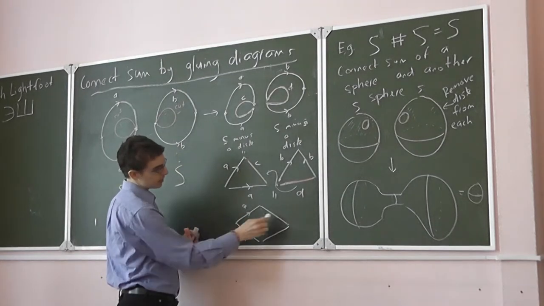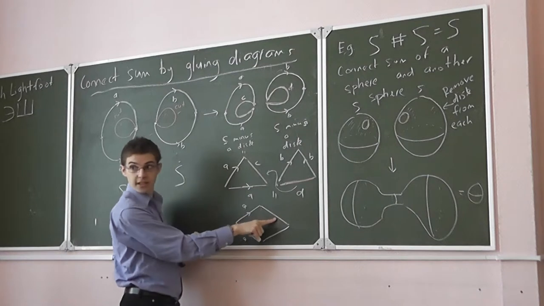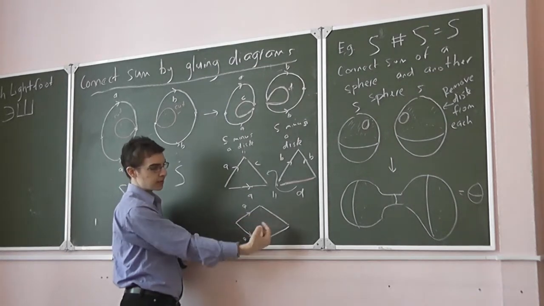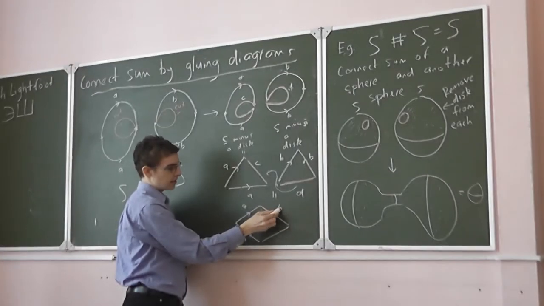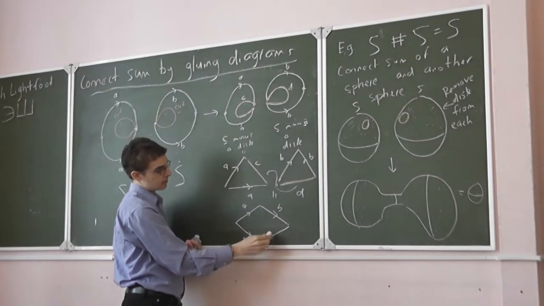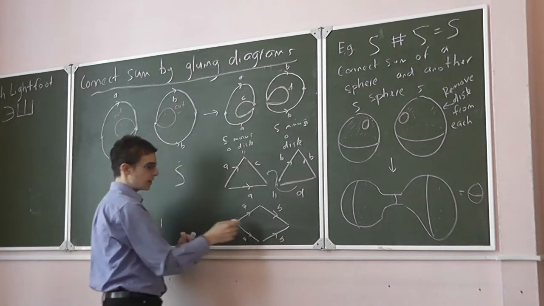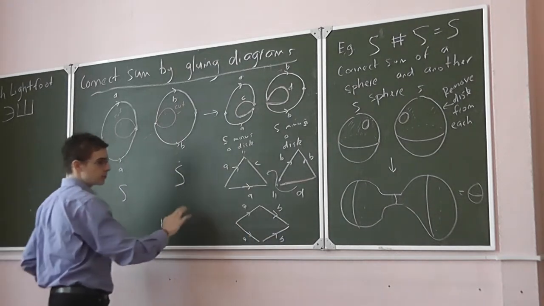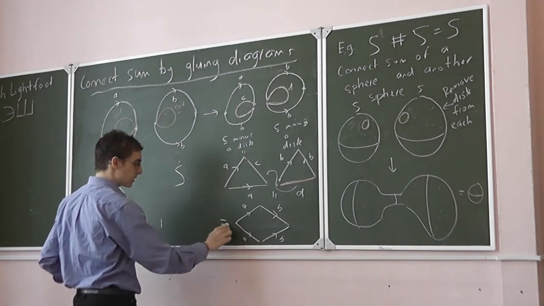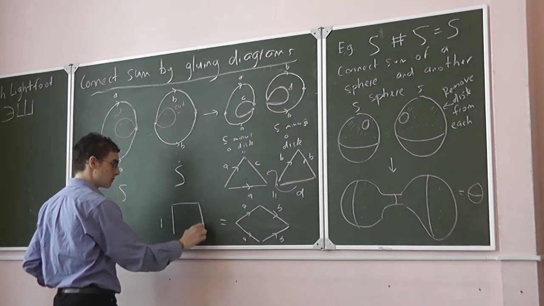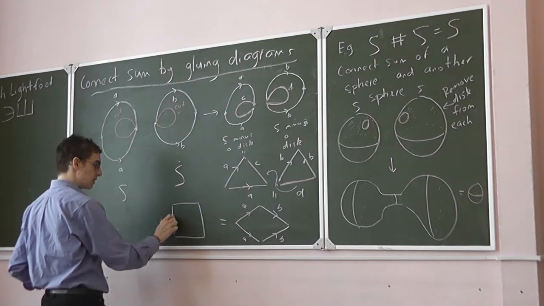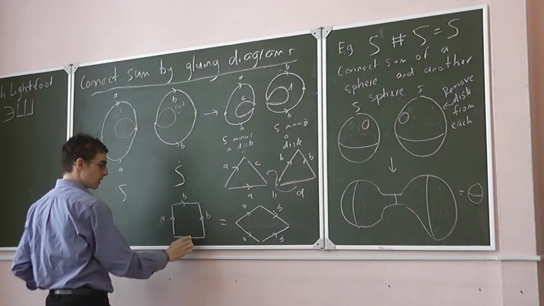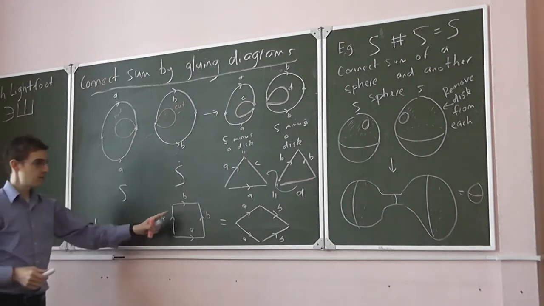So what's going to go here? Which direction is the arrow going to go here? B. And which way, this way? Go right. And this one? Also right. Okay, so when we take the connected sum of two spheres, we get this gluing diagram. So that's the same as, we just rotate it. Here, A. This is a sphere, yes.